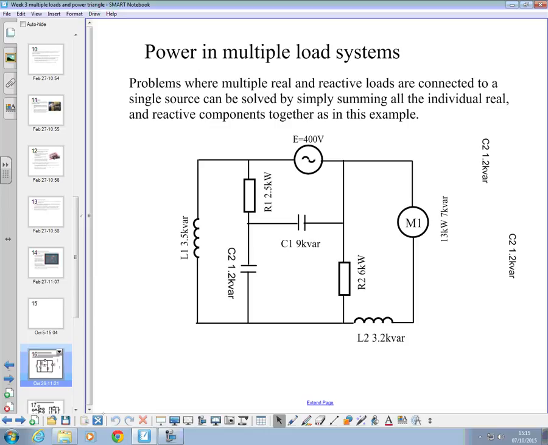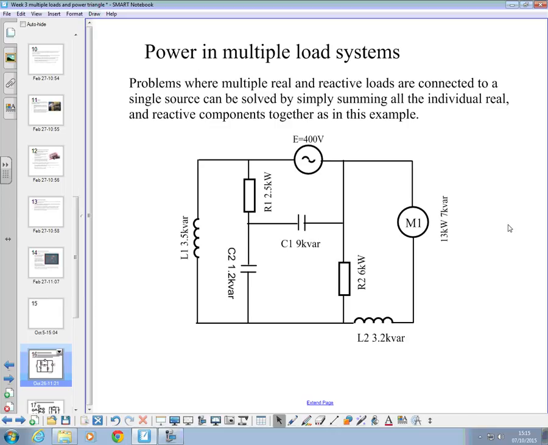So problems where multiple real and reactive loads are connected to a single source can be solved by simply summing all the individual real and reactive components together, as in this example. So we'll go through this example, and then there is at least one other example in this week's worksheet for you to have a go at.